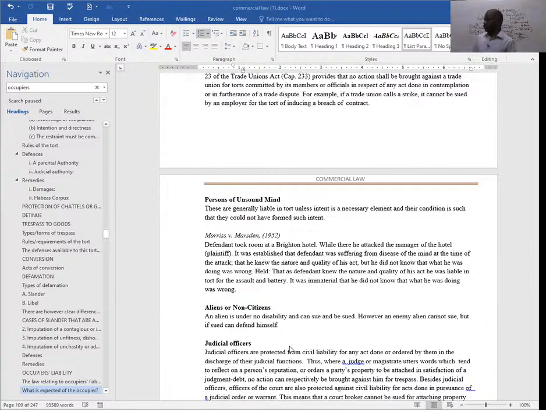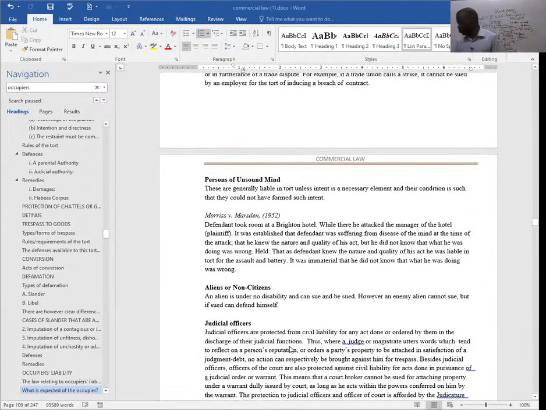Judicial officers. Judicial officers are protected from civil liability for any act done or ordered by them in the discharge of their judicial functions. That is where a judge or a magistrate utters words which tend to reflect on a person's reputation, or orders a party's property to be attached in satisfaction of a judgment, that no action can be brought against him for the trespass.